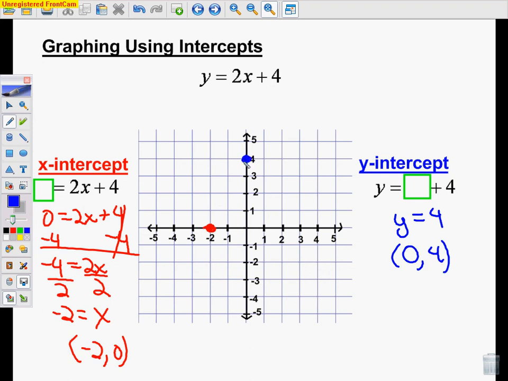And you only need 2 points to make a line. So now we can go ahead and just connect the dots. All right, let me get my line a little bit straighter there. Okay, and we're going to put arrows at the end simply because a line goes on and on forever in both directions. And there we go.